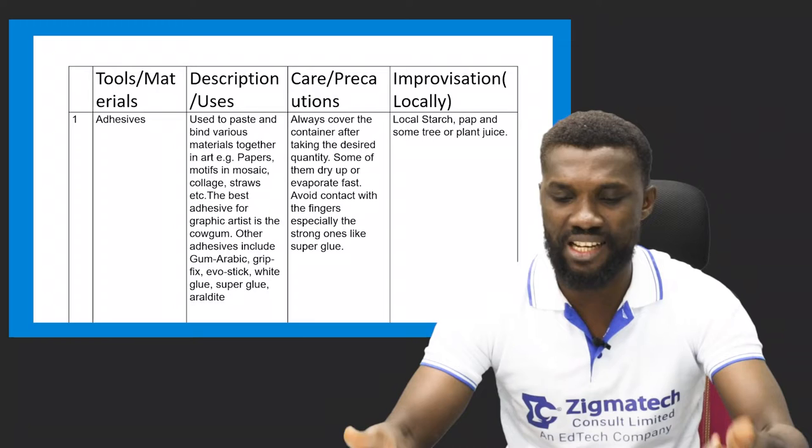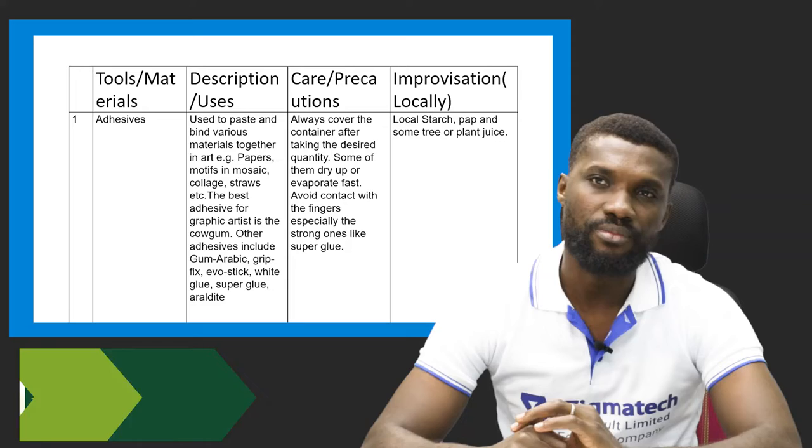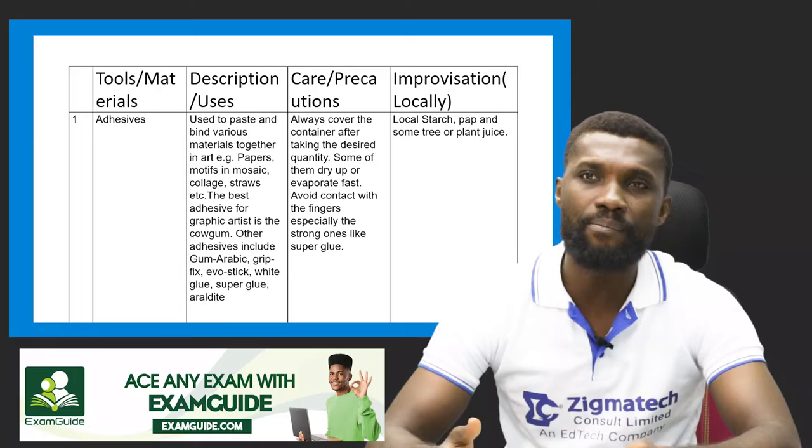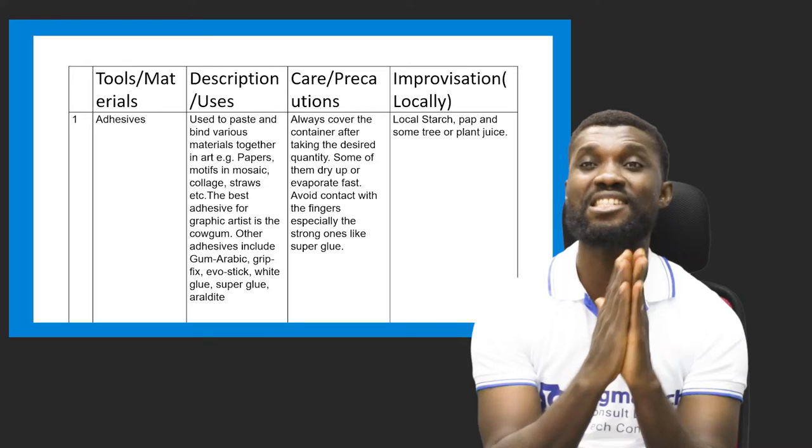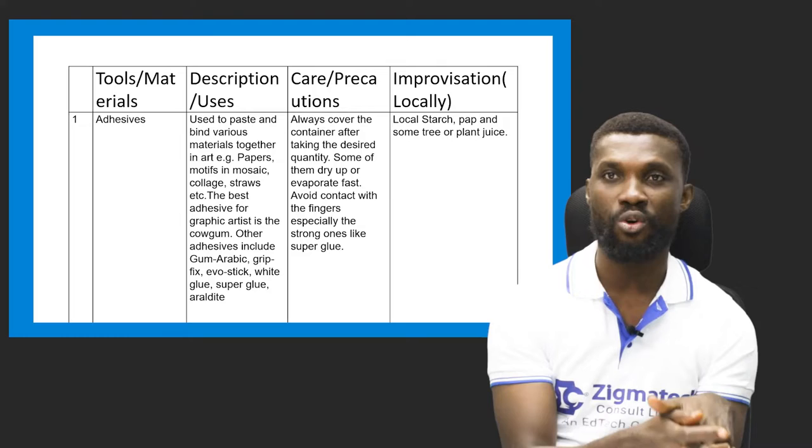Now the best adhesive for graphics artists is the cow gum. The cow gum is the best glue for graphics artists. Other adhesives include gum arabic, grip fix, evostik gum, white glue, super glue, and araldite, to mention but a few. These are powerful glues. Remember, every material has its own kind of glue. You cannot use a glue that is meant for paper to glue iron or plastic. It won't hold. So you need to know the right glue for the right material.